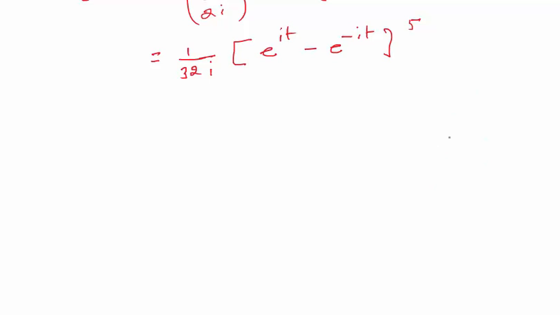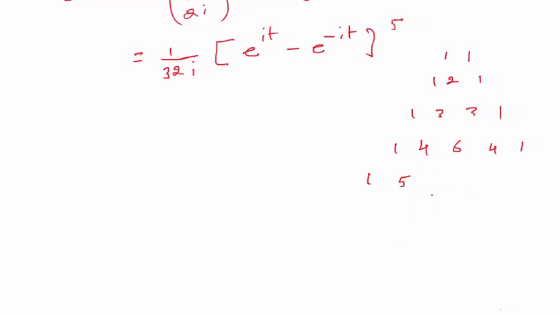Again we use the Pascal triangle. So in Pascal triangle, if I draw here, it is 1 1, then 1 2 1, 1 3 3 1, 1 4 6 4 1, and 1 5 10 10 5 1. So therefore we use this particular row for expansion.